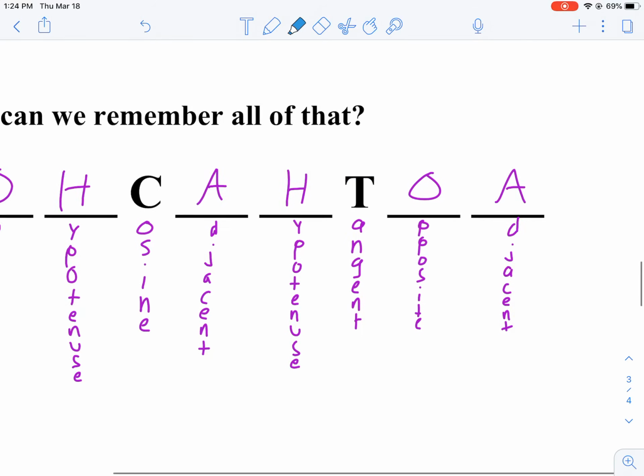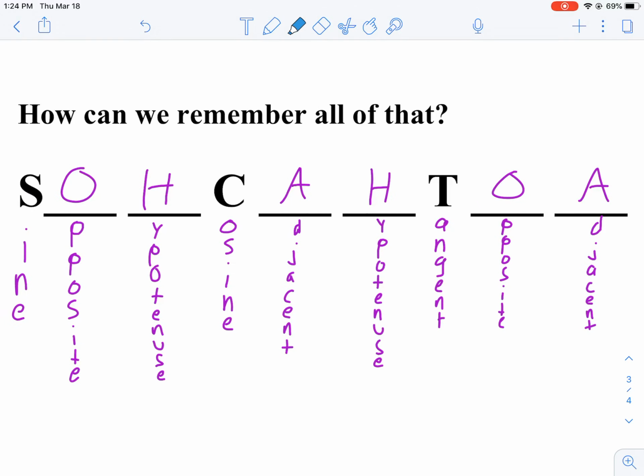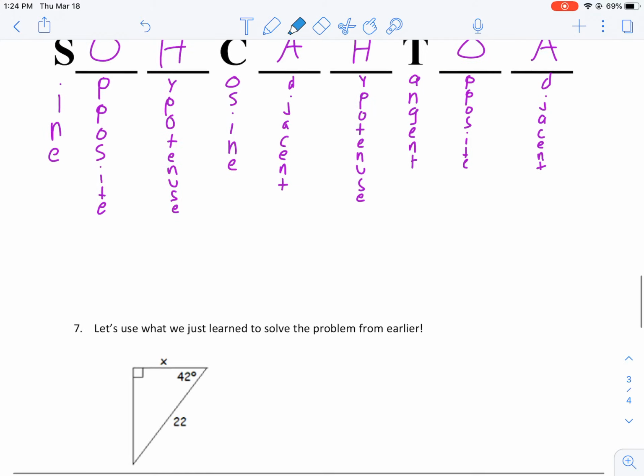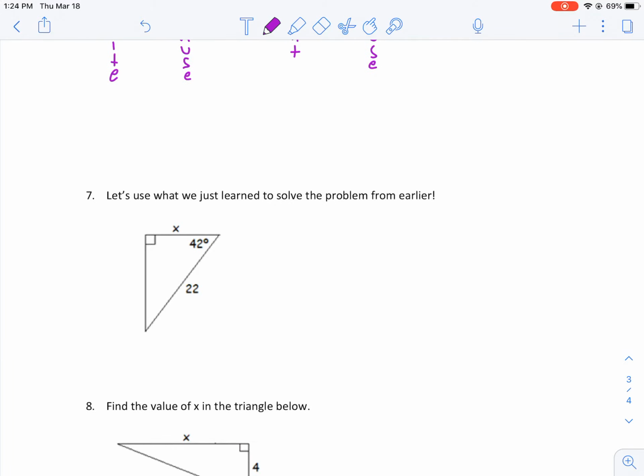So you should know SOHCAHTOA, okay? It's really gonna be helpful for later when you have to figure out which trig function you actually wanna use. So, like I said, make sure you have this written down if you haven't already. We're gonna use that to solve this problem here.